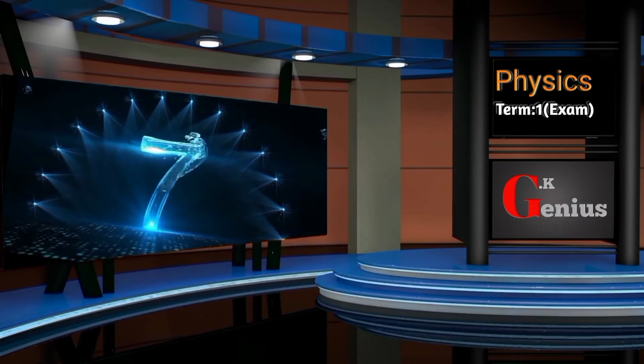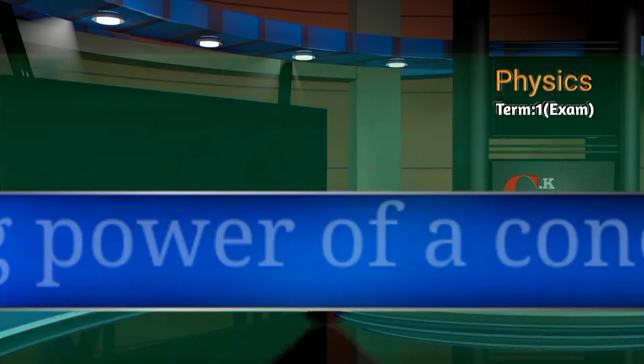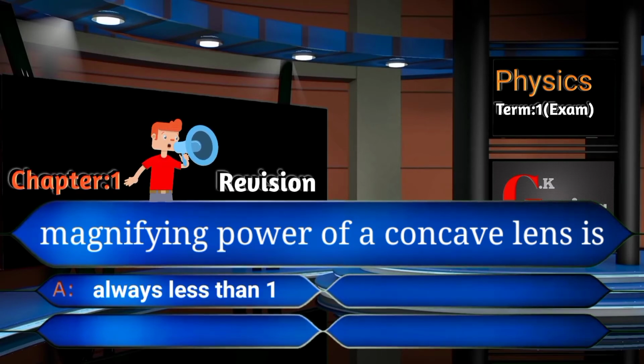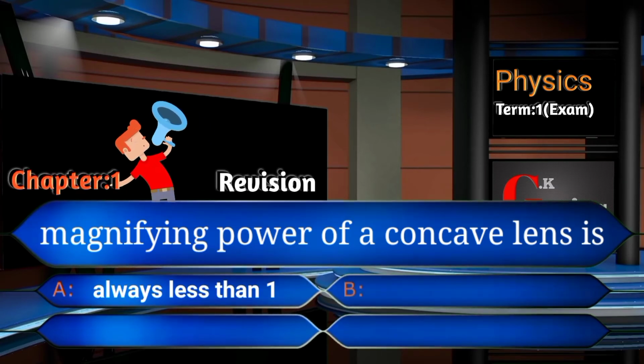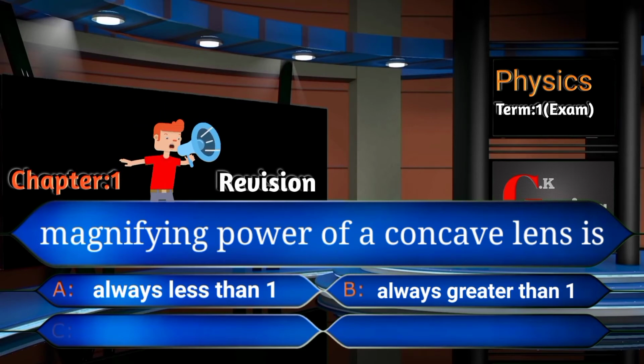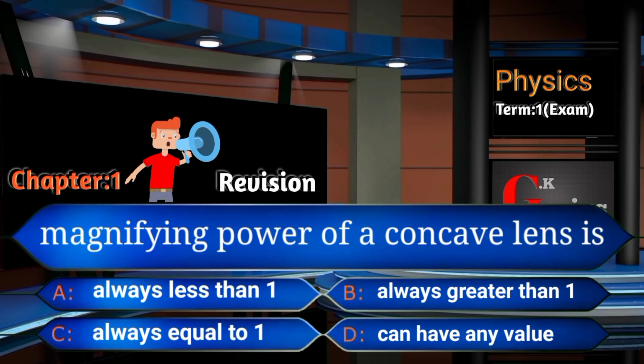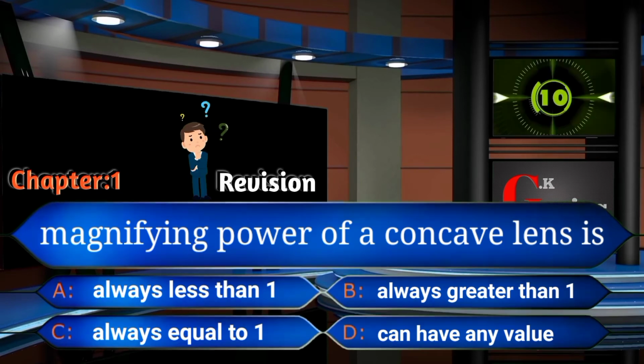Seventh question. Magnifying power of a concave lens is, your option is A always less than 1, B always greater than 1, C always equal to 1 and D can have any value. Time start now. 10, 9, 8, 7, 6, 5, 4, 3, 2. Right answer is B always greater than 1.